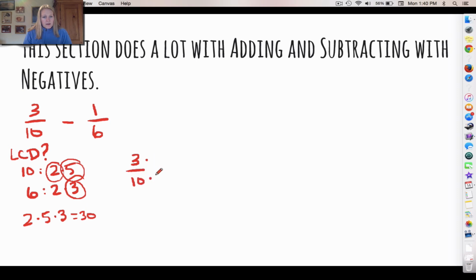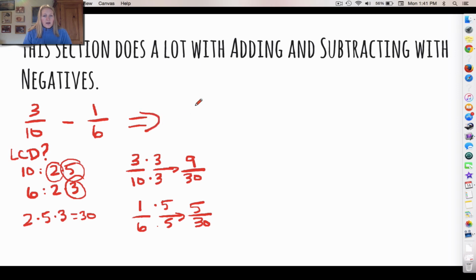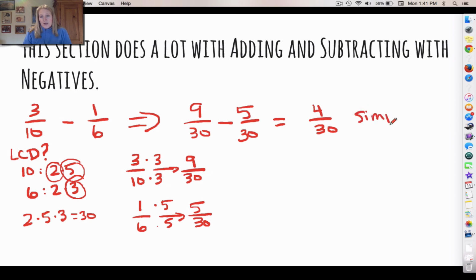3/10 will be multiplied by 3 to get the denominator to 30. And 1/6 becomes 30 when we multiply both top and bottom by 5. Okay, so this problem is really saying, what is 9/30 minus 5/30? The answer is going to be 4/30. Now, is this proper? Okay, it's not an improper fraction. But can I report it as this, or do I have to simplify it more? And the answer is you absolutely have to simplify.